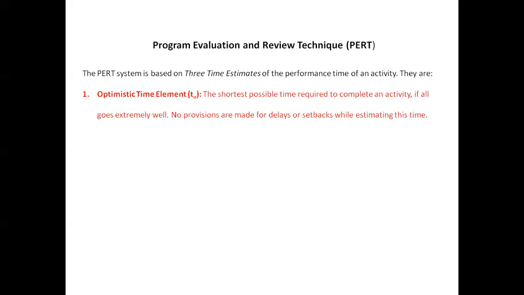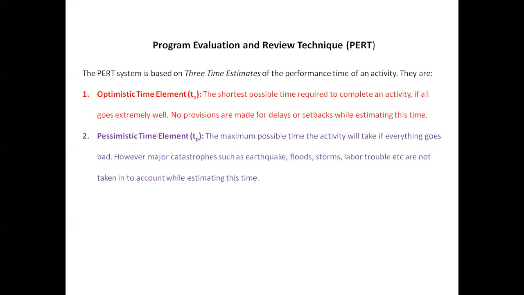Then the second one is the pessimistic time element, denoted by T suffix P. This is the maximum possible time the activity will take if everything goes bad. However, major catastrophes such as earthquake, flood, storms, labor trouble, etc. are not taken into account while estimating this time. This is the maximum possible time among the three time elements.